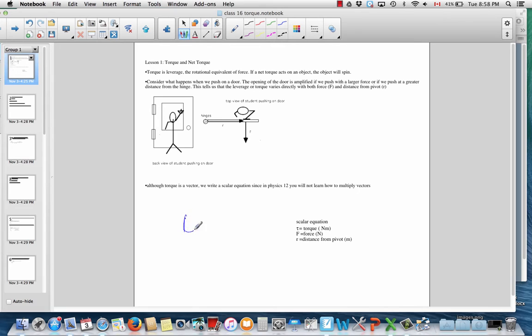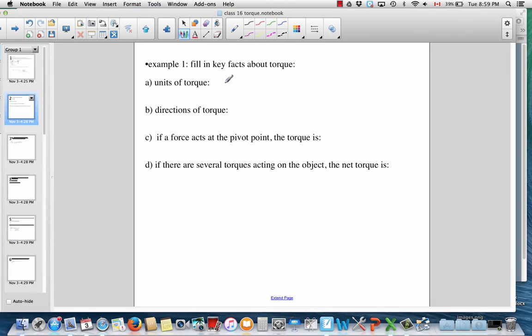So torque, we use the Greek letter tau for that. And the amount of torque depends on the force and on the distance away from the pivot. Now, you only get torque if those are applied perpendicular to each other. The torque units then will be newtons of force times meters of distance to the pivot. Torque is in Newton meters. That's the first key fact.